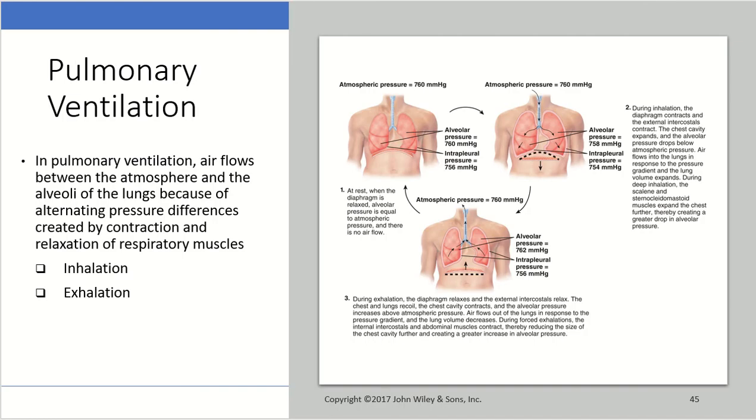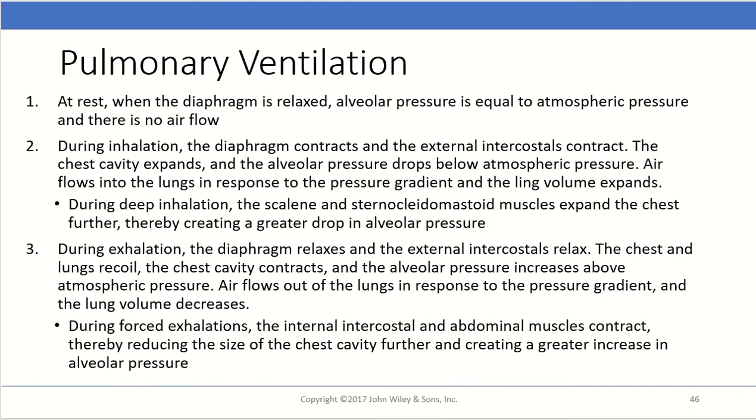Moving forward, we're going to start by looking at pulmonary ventilation. This is when airflow between the atmosphere and the alveoli of the lungs is going to occur, due to alternating pressure differences that are created by contraction and relaxation of respiratory muscles. This is made up of inhalation and exhalation. Looking a little more closely at pulmonary ventilation and the steps involved, we're going to walk through each of these steps, and then look at a couple of diagrams to explain it better.